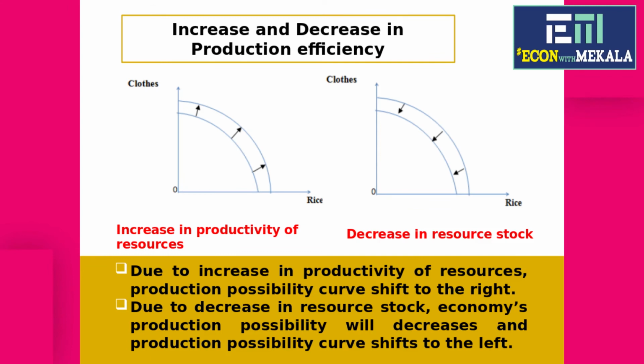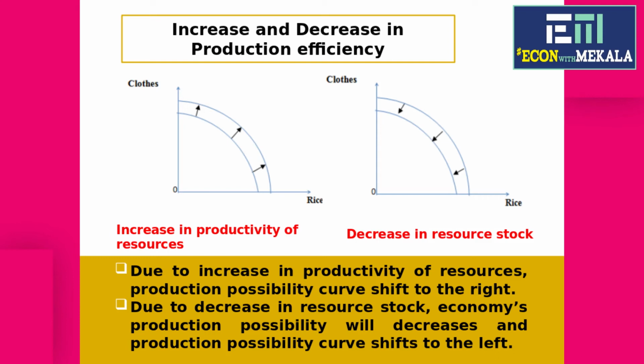This topic is about increase and decrease in production efficiency. So we need to understand, due to increase in productivity of resources, our production possibility curve can shift to the right, because when we increase productivity of resources, we tend to produce more and more goods and services. So increase in productivity of resources will shift the entire PPF outward. So your graph on the left can indicate an increase in productivity of resources.